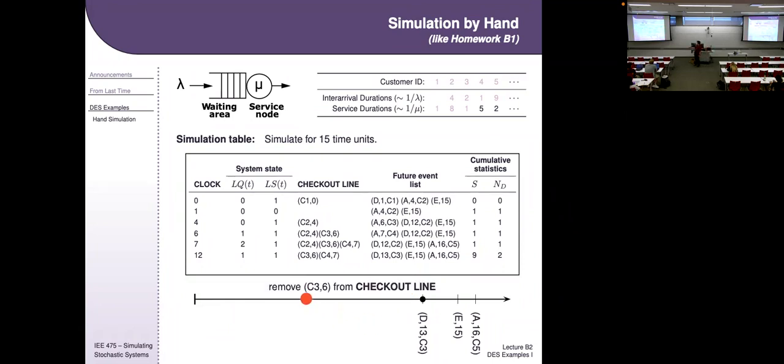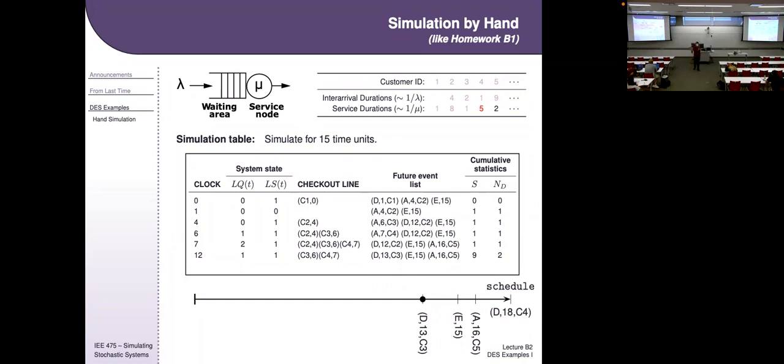Then we remove them from the checkout line, which is going to remove 1 from the server, but because C4 is waiting, that's going to get added right back in. And then we remove 1 from the queue, and then we can schedule the departure of C4. Now, the departure of C4 actually happens after our end time, but you still add it to the FEL, even though you, as a human, know that you're never going to get there.